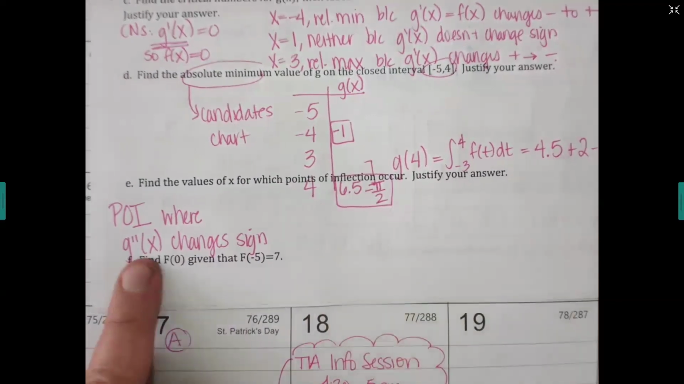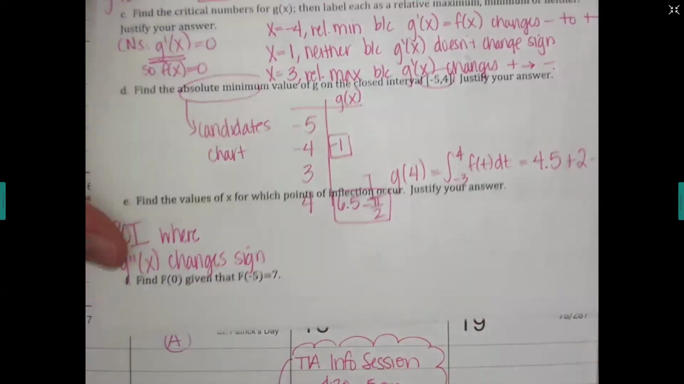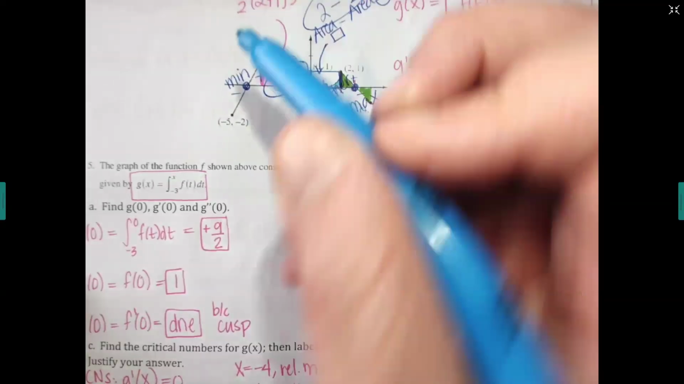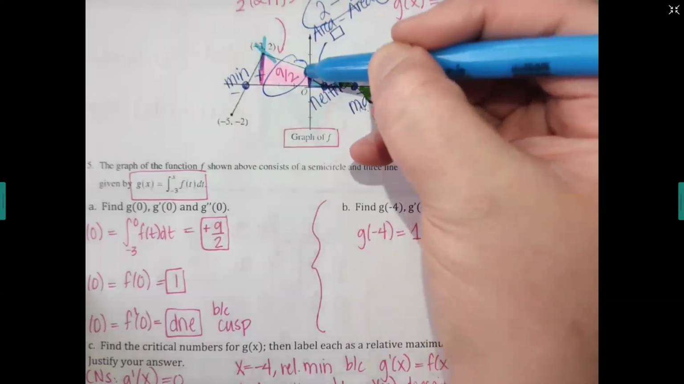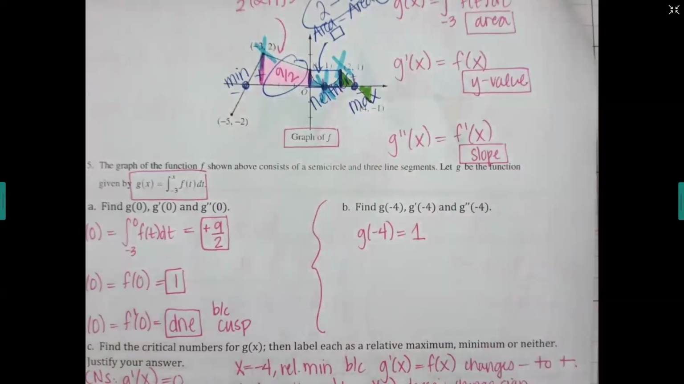Okay, so if G double prime needs to change sign, that means the slope of this graph needs to change sign. Here's where your X's should go. You should have one here where it goes up to down. Then this goes down to down, so that doesn't count. This one counts, and then this one counts. So you should have 3 places that happens, here, here, and here.